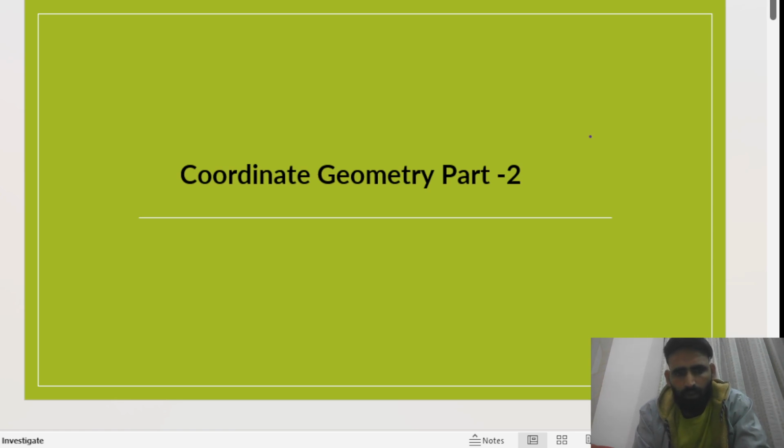So today's topic is coordinate geometry part 2. In the last topic, part 1, we discussed the axes, x-axis and y-axis, and the first, second, third and fourth coordinates (quadrants). The signs of the quadrants are: first quadrant plus plus, second quadrant minus plus, third quadrant minus minus, and fourth quadrant plus minus. We discussed this in the previous lecture.